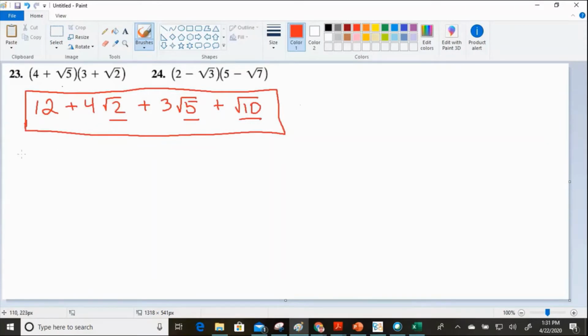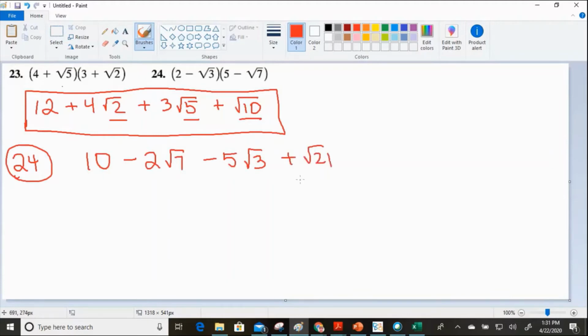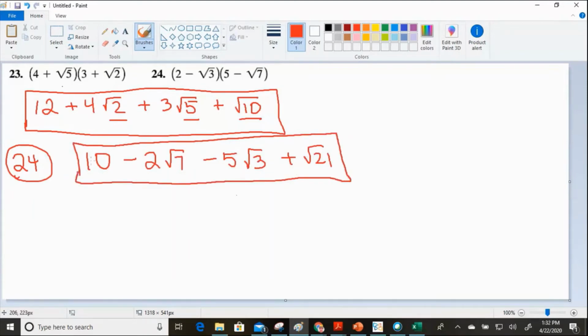I'll do one with subtraction. So let me see. First, 10. Outer, 2 on the square root of 7. Inner, 5 on the square root of 3. And then last, plus the square root of 21. And you might notice here that we're also in the same situation where these will not break down. Nothing will add together because they're not the same on the inside of the radical. So you now have your final answer.